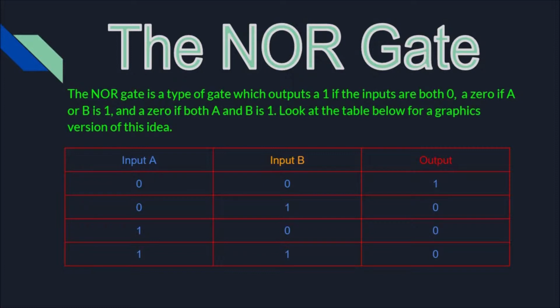So if we put in both zeros, we get 1. If we put in a 0 and a 1, or a 1 and a 0, we get a 0 in both cases. And if we put in 1 for B and A, we get 0. So a real world example for this type of logic gate is printers.